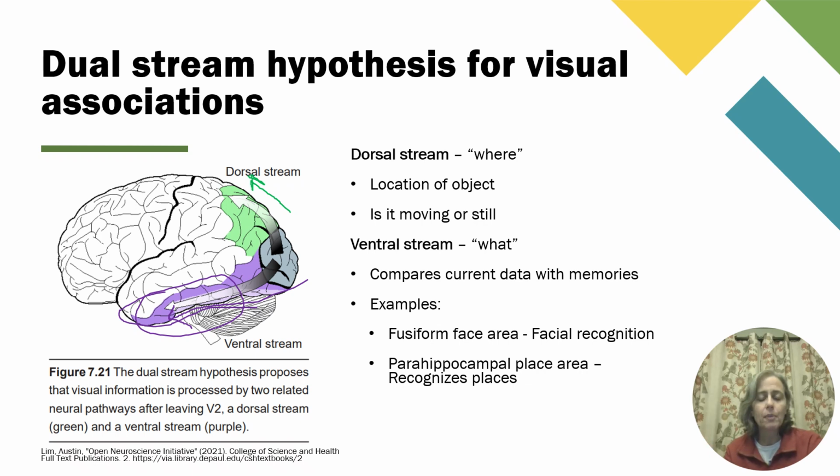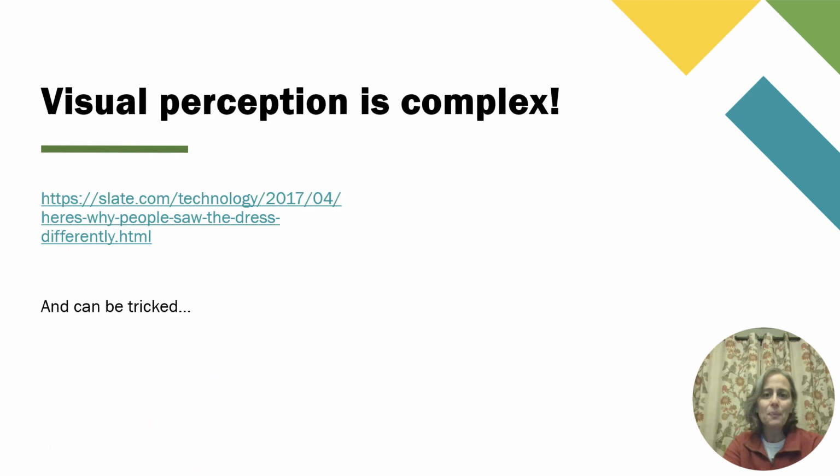There's also another place called the parahippocampal place area, which helps you recognize places, buildings, and scenery and surroundings. So you can be like, oh, I know where I am. I'm in Jarvis Hall Science Wing, or whatever it might be, so that you can kind of get yourself oriented. So these are just a couple examples of how perception occurs, right?